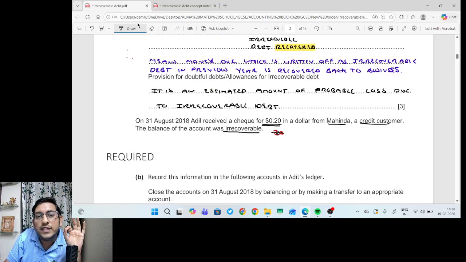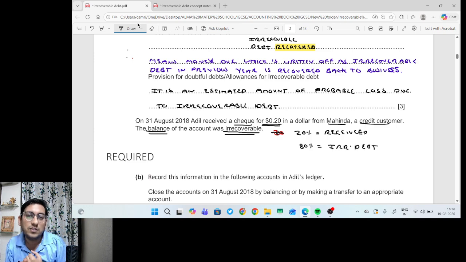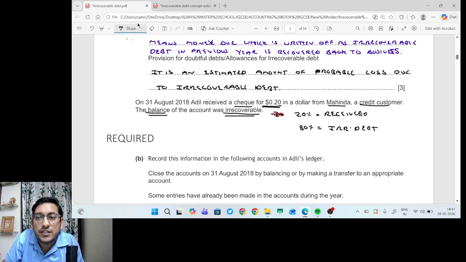The question says 20% is received from the credit customer by way of check. That means it is received. But what about the balance 80%? The question says the balance of the account was irrecoverable. So 80% is my irrecoverable debt. For example, if Mahindra owes us $1,000, 20% means we have received only $200 and the remaining $800 is irrecoverable debt. But we have to see in the question how much is due.